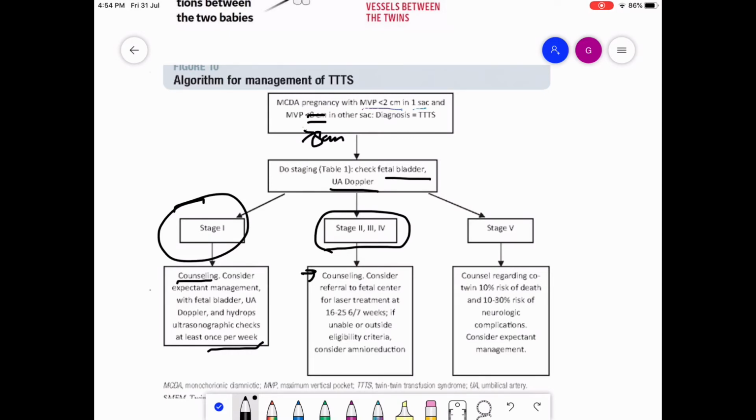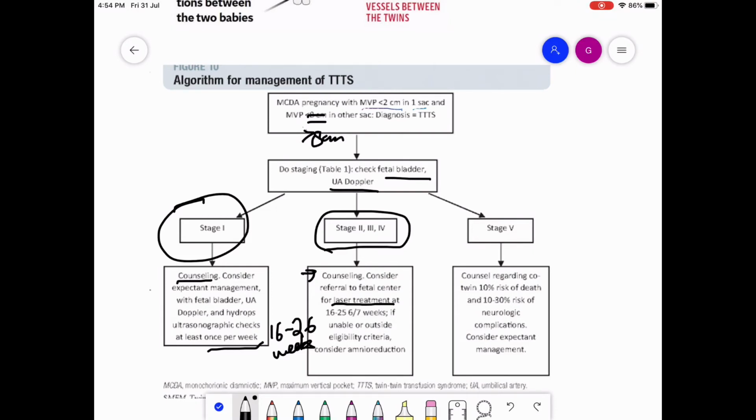Then consider referral to the fetal center for laser treatment, because as discussed earlier, in the second, third and fourth stage, the bladder of the donor fetus will not have the urine. So this means that this baby needs laser treatment, but at 16 to 25 weeks. In some books it is written that it is 16 to 26 weeks. So either is correct, 16 to 25 weeks or 16 to 26 weeks, if unable or outside eligibility criteria.